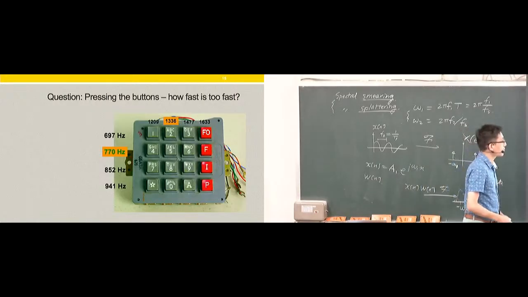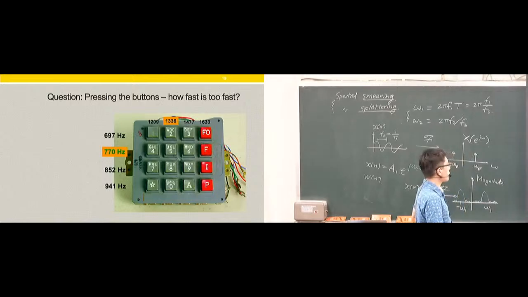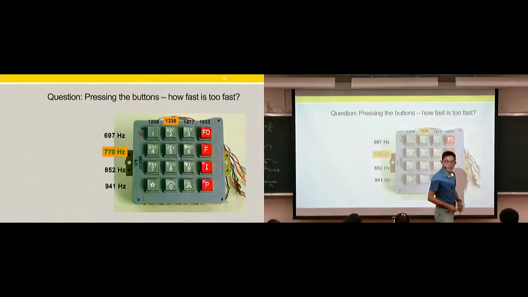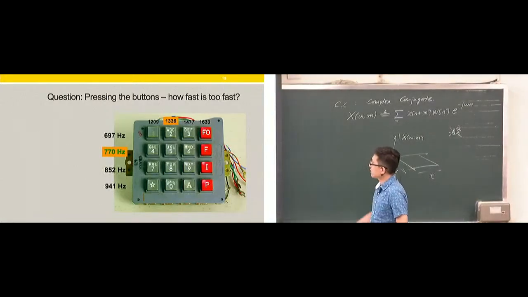So now, if I ask you, consider the entire touch panel. Now consider the entire telephone panel. Can you say how fast is too fast? Can we answer this? Now, my original question: can you ever press a button so fast that the system failed to recognize the tones? Is it possible? Now, looking at all the possible combinations, we have 16 buttons.